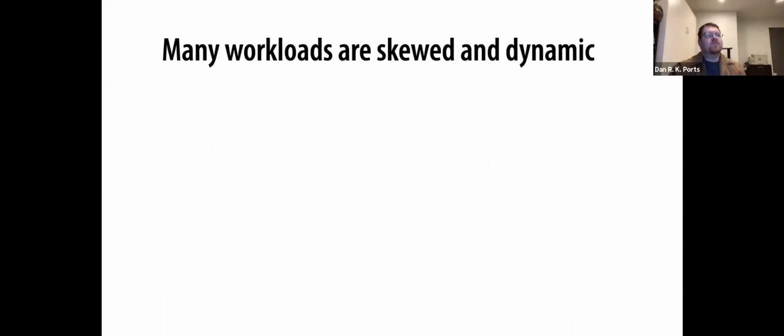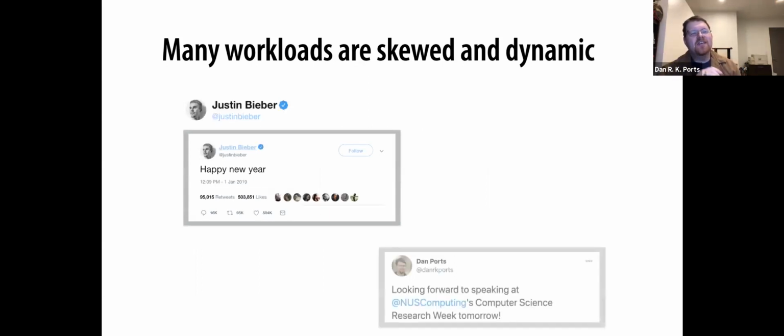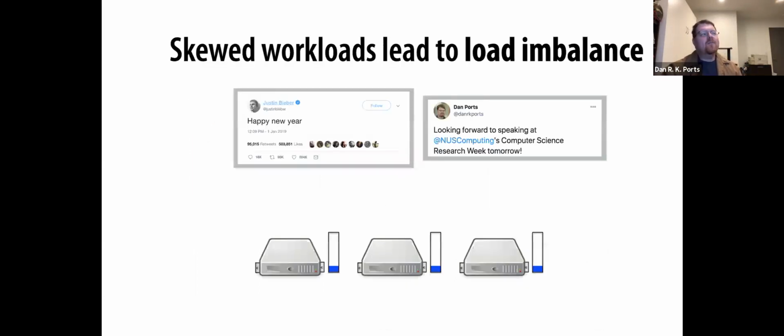One of the things we often see in life is that some people are more popular than others. And this happens in distributed systems too. There are people who have many millions of followers, and there are people who have many fewer, even if their content is more interesting. What this means for distributed systems is that we see a load imbalance.